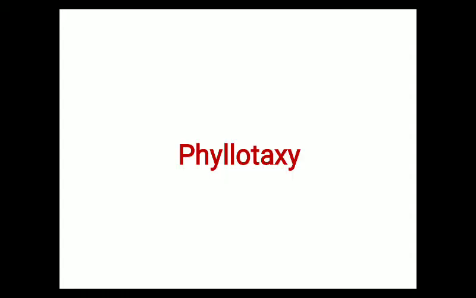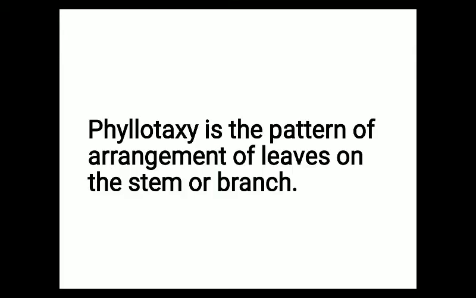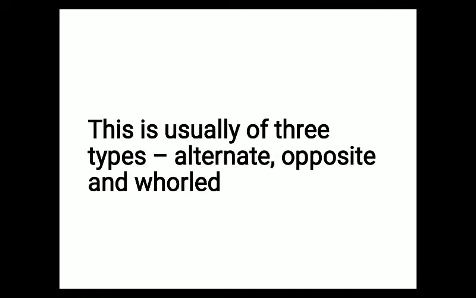Now we'll study the next topic, which is phyllotaxy. What is phyllotaxy? How can we define phyllotaxy? Simply, phyllotaxy is the pattern of arrangement of leaves on the stem or branch. This is usually of three types: alternate phyllotaxy, opposite phyllotaxy, and whorled phyllotaxy. So there are three different types of phyllotaxy: alternate, opposite, and whorled.